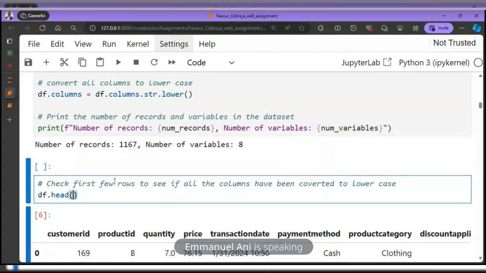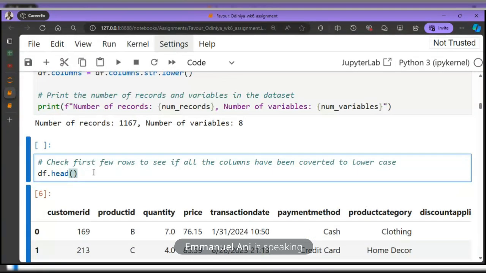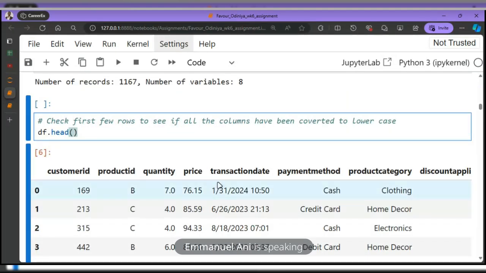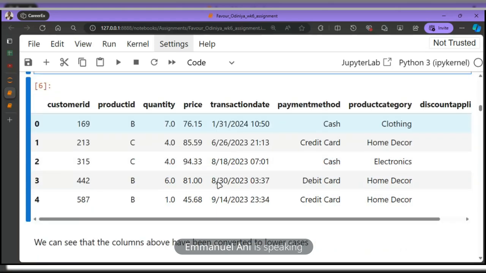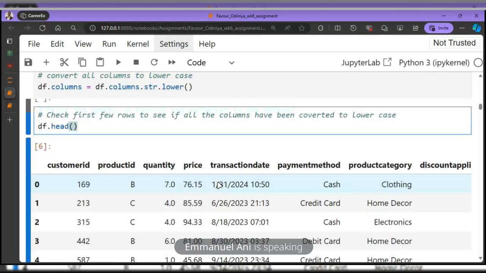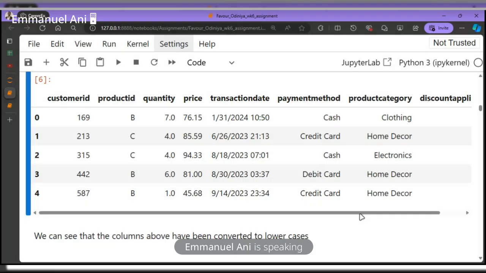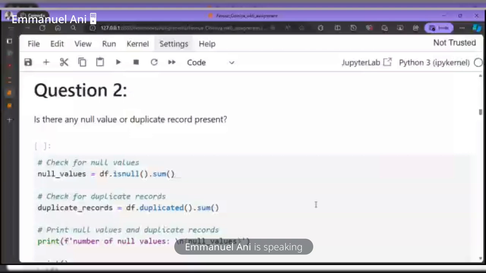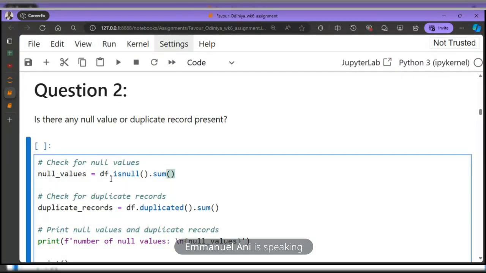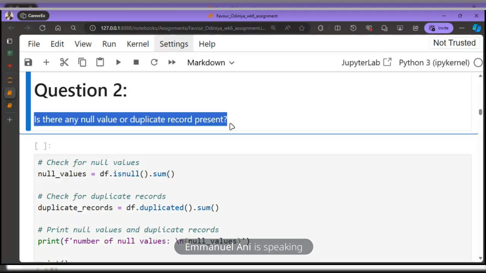So df.head would basically just show you the first 5 rows and all of that. So you can see we've converted all the columns here to lowercase. So that is the first question. Very simple, very straightforward. Not much complexity. So the second question is: is there any null value or duplicate record present?